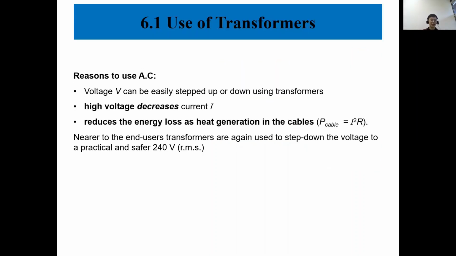Like I've said, why should we use AC? Because voltage can be easily stepped up or down using transformers, and because you have high voltage, we can decrease the current, and by decreasing the current, the energy loss in the cables will be much lower. If we want to overcome the problem of having high voltage, we can step it down again easily to a safer and more practical voltage of 240 volts.